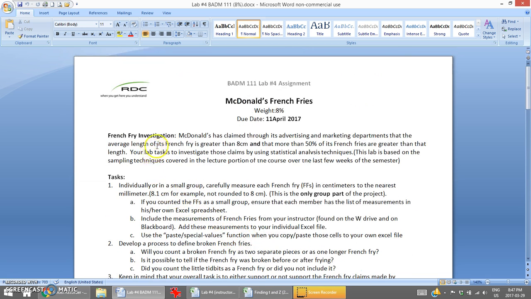This is based on the original claim at the beginning of the lab assignment, which states that McDonald's has claimed through its advertising and marketing departments that the average length of its French fry is greater than 8 centimeters. The second part states that more than 50% of its French fries are greater than that length. In the lab, we tested those claims. We first developed confidence intervals for the average length of the French fries and for the proportion of French fries greater than 8 centimeters. What we're going to do now is look at how to carry out the hypothesis test.